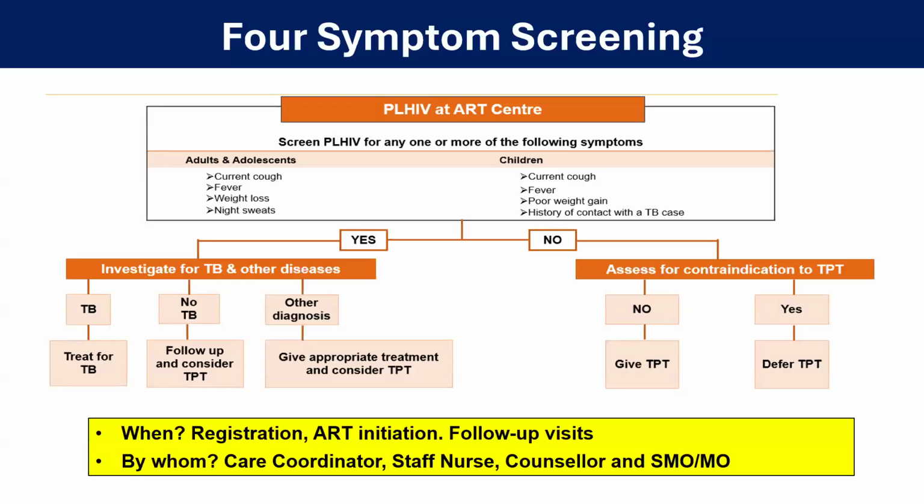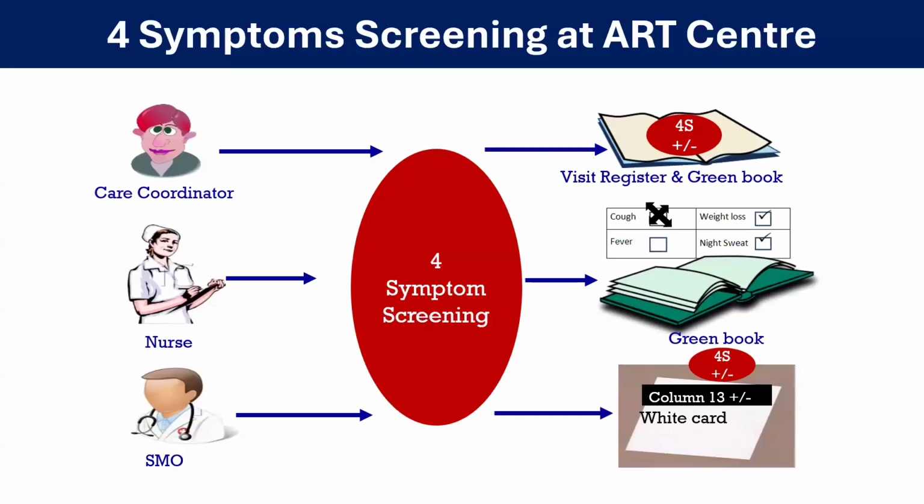If you look at the screening flow that happens at the ART center, as we discussed in the earlier slide, the care coordinator will be screening. They will be asking about the symptoms. If the patient says, I have one of these 4 symptoms, whether it is adolescents or children, then he will be entered in the green book. Then the staff nurse will put the 4 symptom stamp on that book, identify what symptoms the patient has, and also enter it into the green book.